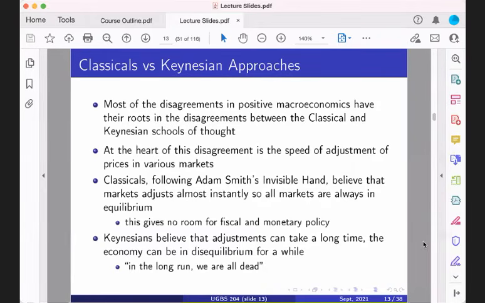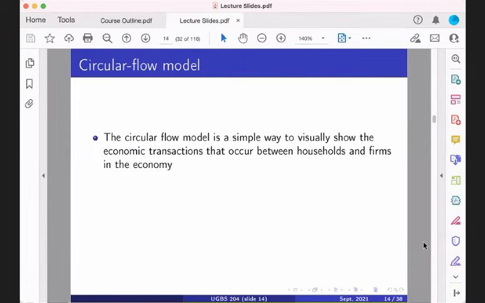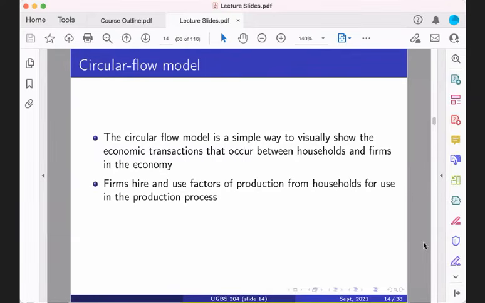So these are the two approaches that you'll be seeing as we go through all the courses. And then one thing you should know about is this thing called the circular flow model. It's very simple. The circular flow model is a simple way to visually show economic transactions that occur between households and firms in an economy. Let me just quickly go to the diagram.